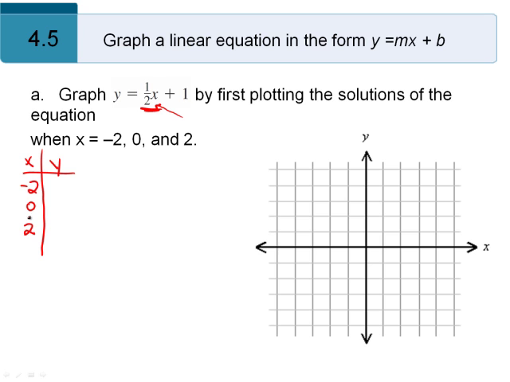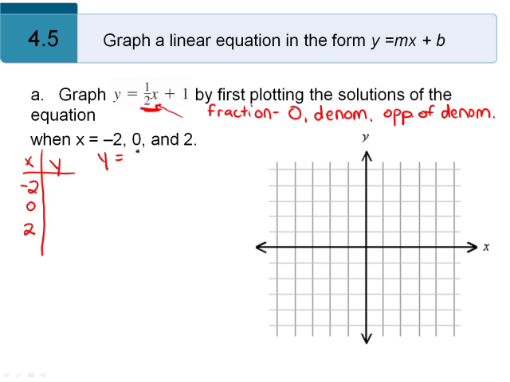So whenever you have a fraction in front of the x, you're going to use 0, the denominator, and then the opposite of the denominator. If you use those values, you will never have to graph a fraction, which makes it really nice. All right, so we're going to plug these in.